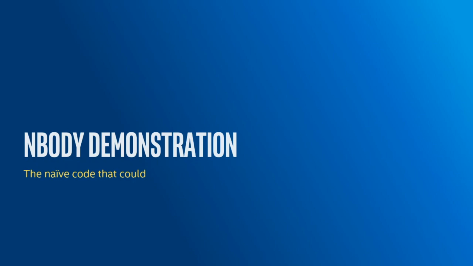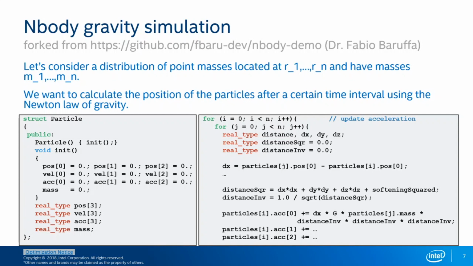Throughout this presentation, I'll primarily be using the Nbody code to highlight different features of VTune and Advisor. This Nbody gravity simulation was developed by Dr. Fabio Baruffal, and I forked it from his GitHub. And it's a great example that really helps us illustrate all the different steps in the performance optimization workflow.